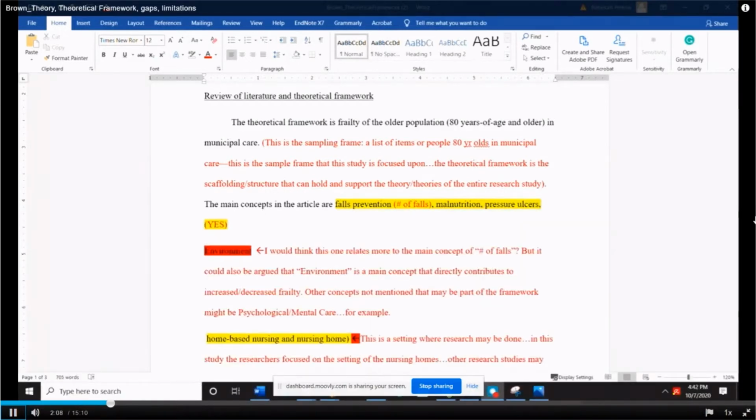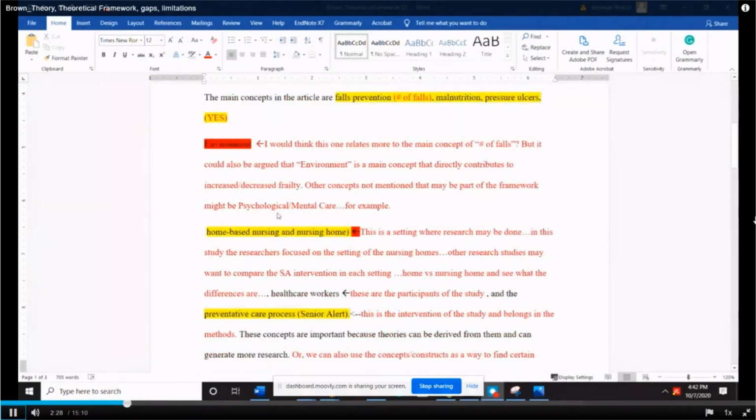But it could also be argued possibly that environment is a main concept that directly contributes to increased or decreased frailty. Other concepts that weren't mentioned that could be part of this theoretical framework might be psychological or mental health, for example. And then you put home-based nursing and nursing home as a concept, but this is really the setting where the research may be done. In this study, the researchers focused on the setting of the nursing homes, but other research studies could possibly compare the intervention in each setting. And then you put healthcare workers, where this is really the participants of the study, not a concept, but who they focused upon were the participants of the study.